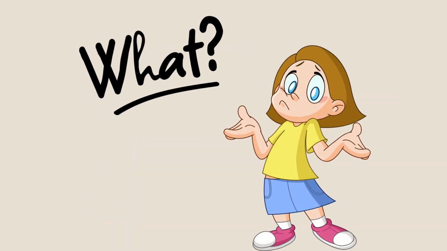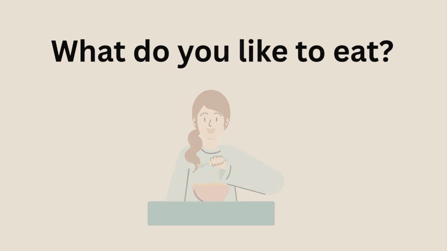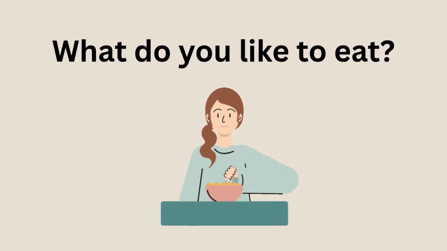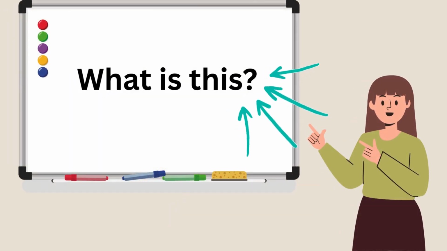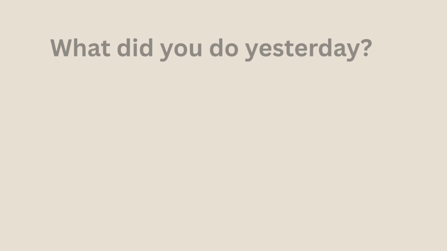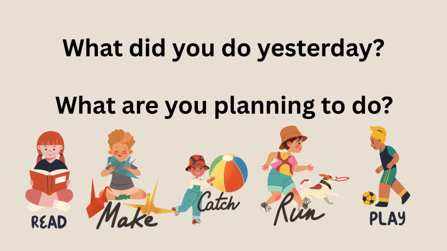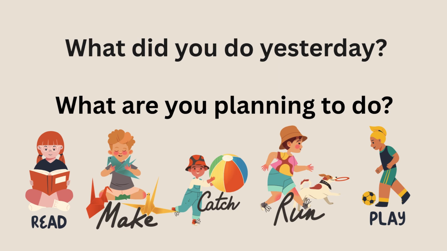What? This is one of the most versatile question words and can be used to ask about things or actions. For example, if you're curious about someone's preferences, you might ask, "What do you like to eat?" Similarly, it can also be used to ask about things or objects like, "What is this?" When asking about actions, you can say, "What did you do yesterday?" Or, "What are you planning to do?" In these cases, what is used to ask about an activity or event.